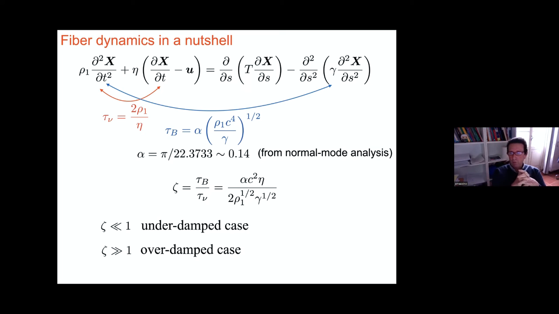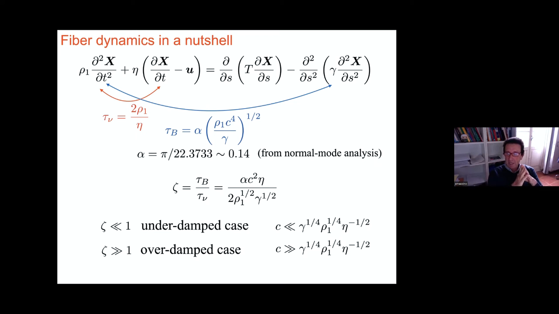At a more formal level, what you have to do now is to take the ratio between tau B, the elastic time, and tau eta, and in this way we can separate the so-called underdamped case when zeta is much smaller than one, and the overdamped case when zeta is much larger than one. If you want, you can rephrase these two regimes in terms of C, the length of the fiber. If C is sufficiently small, we are in the underdamped case. On the contrary, when C is sufficiently larger, you are in the overdamped case.